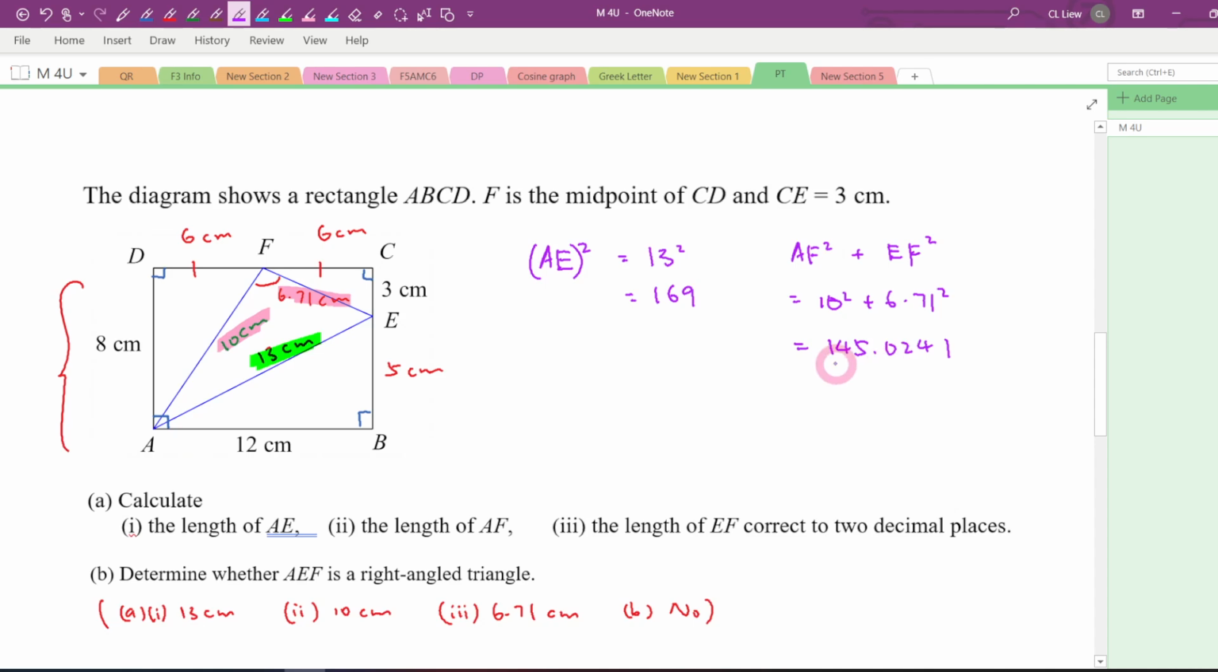145.0241. So you will notice that AF square plus EF square is not equal to AE squared, right? Therefore, we can make a conclusion that this triangle AEF is not a right angle triangle.